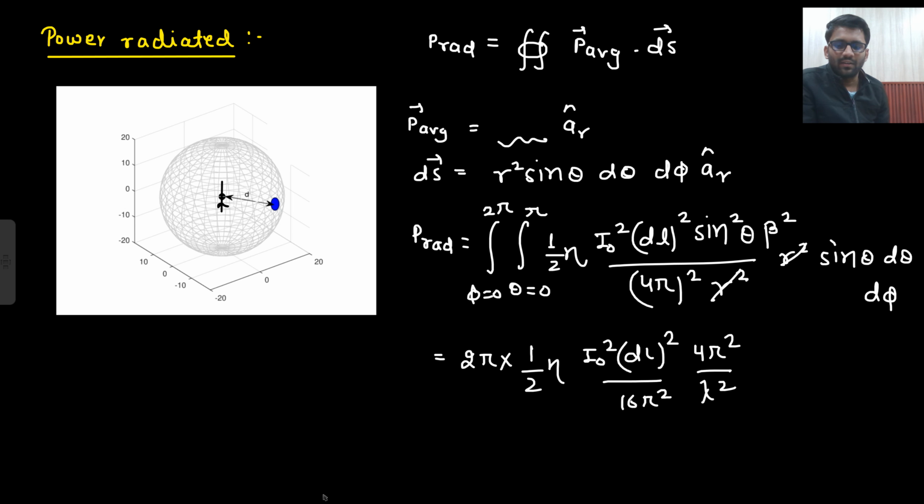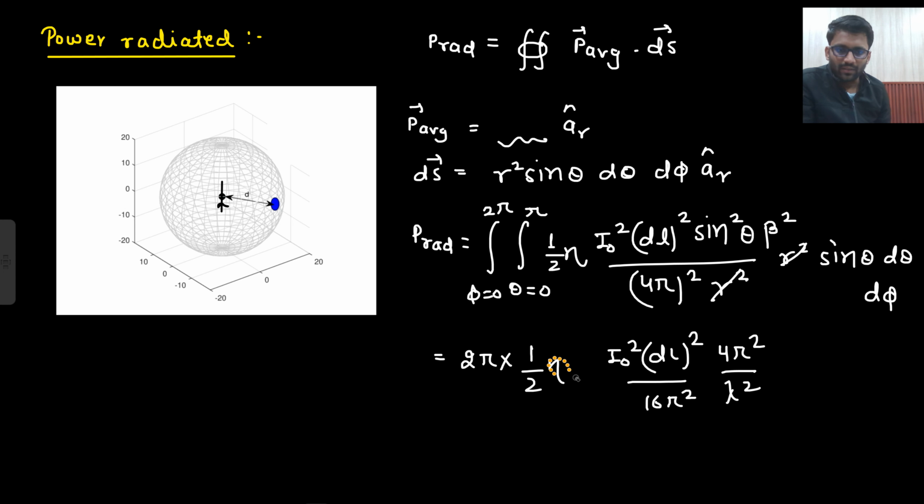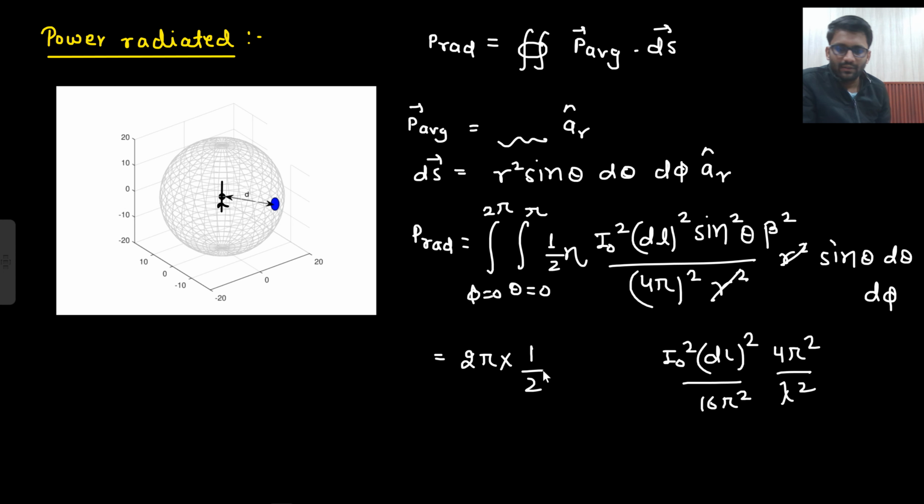And what about eta? Eta can be written as 120 pi, right? Okay, this is not correct. Eta cannot be written as 120 pi. Eta should be written as 120 pi into under root mu r by epsilon r. This is how it should be written. And if I do the integral of sine cube theta d theta, what would that be? 4 by 3.